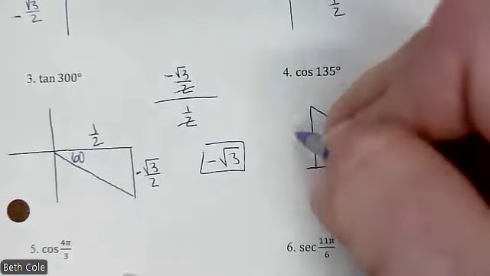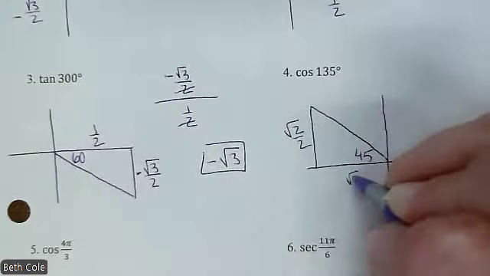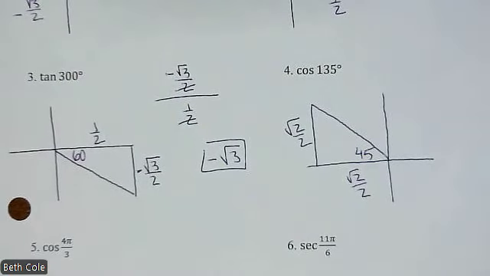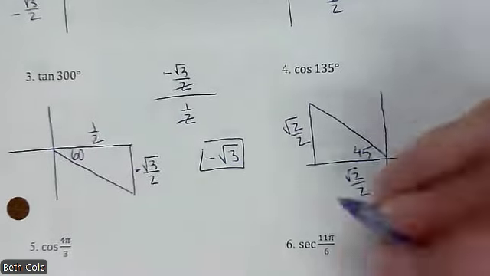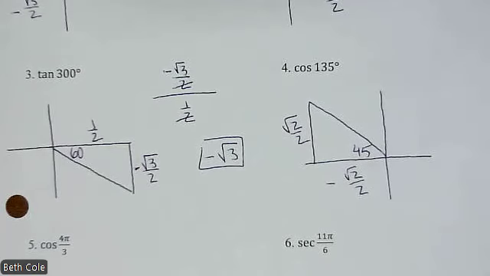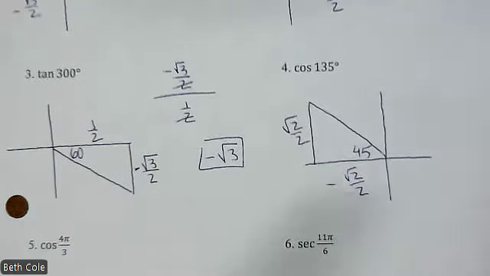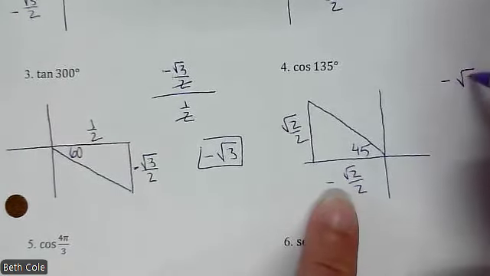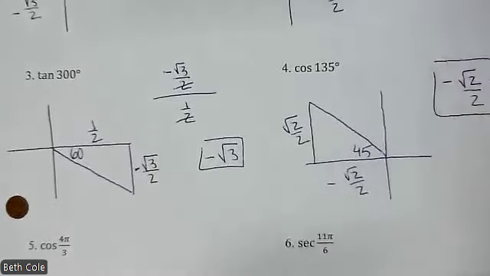So for 45, that means both sides are the same, which is square root of 2/2. But something's negative, the X or the Y? X, good, because we went left. All right, cosine, it's behind me. How do you get cosine? The X value, which is negative square root of 2/2. Perfect.